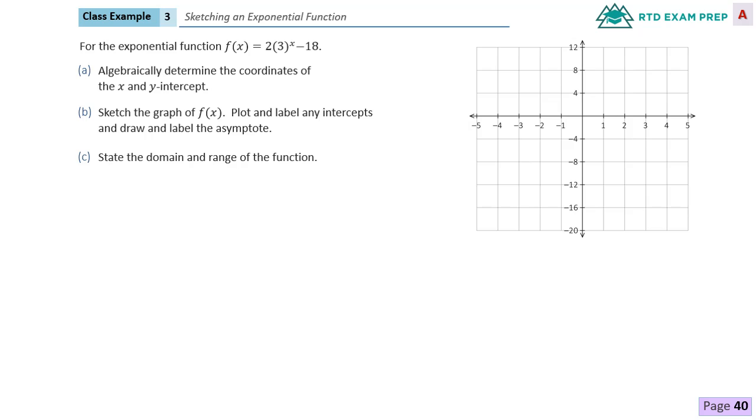Class example 3 asks us to sketch an exponential function by first determining the coordinates of the x and y intercepts and also drawing attention to the asymptote. We will then state the domain and range of our function. Recall that to find a y-intercept, we will replace x with 0. So here we will find f of 0.